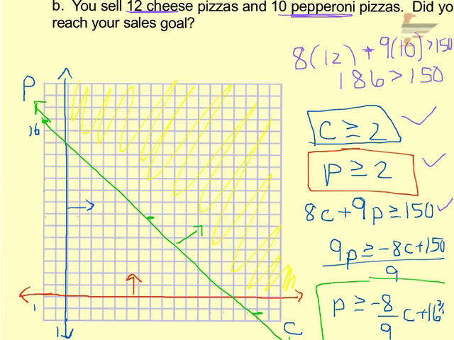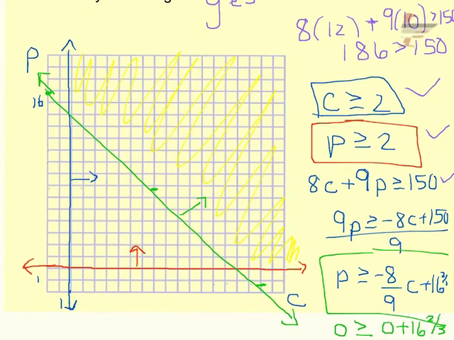So yes, it checks. So did we reach our sales goal? Absolutely. You can, of course, go over my graph again, 12 cheese and 10 pepperoni. If I go over to 12 cheese and 10 pepperoni, I can see that I'm up here in the feasible region. So it all works out.